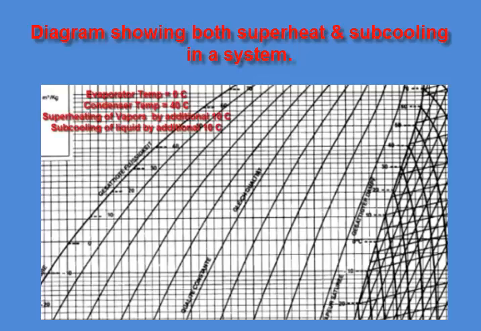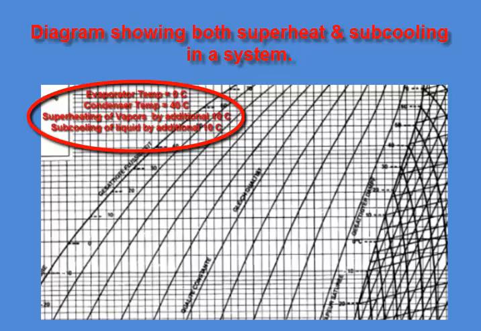So let's consider an example. We have an evaporator running at a temperature of 0 Celsius, a condenser operating at 40 degrees C, and the vapors exiting the evaporator are superheated by an additional 10 degrees C, whereas the refrigerant leaving the condenser is subcooled by an additional 10 degrees C. So let's see how we can represent this on a pH diagram.